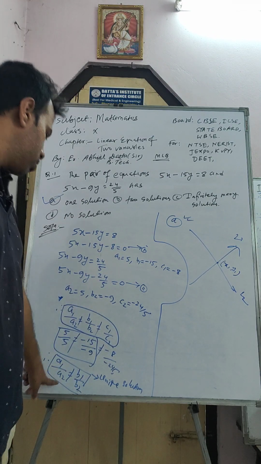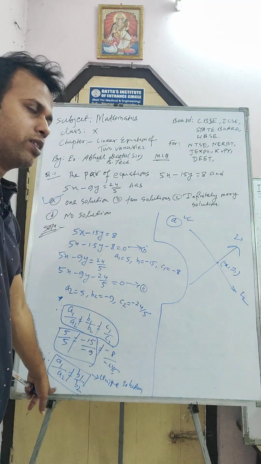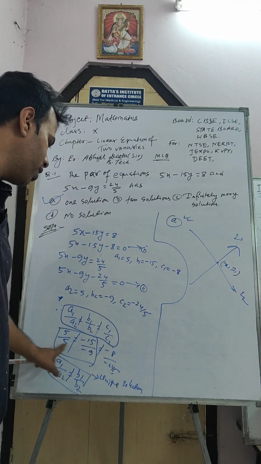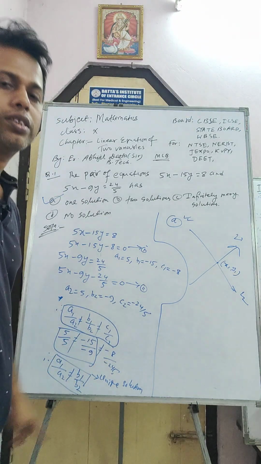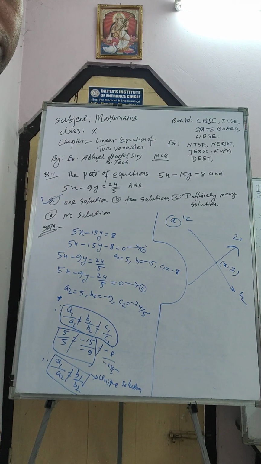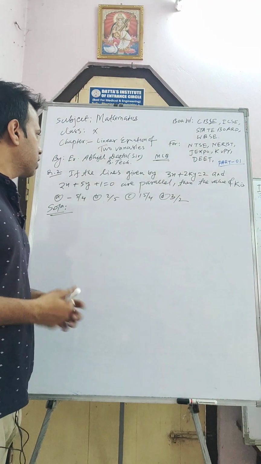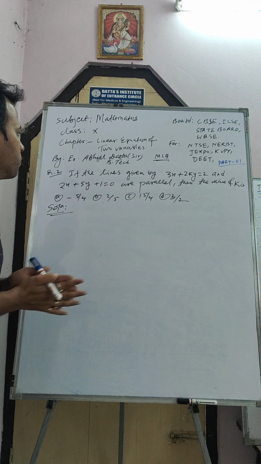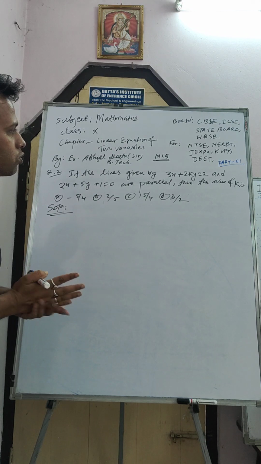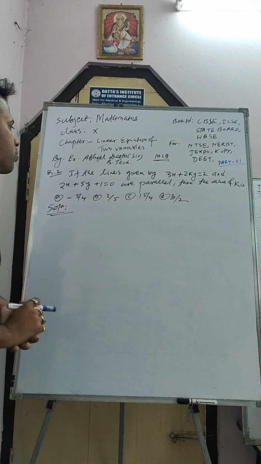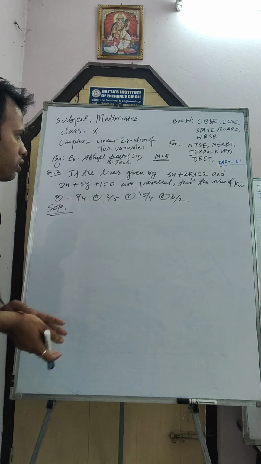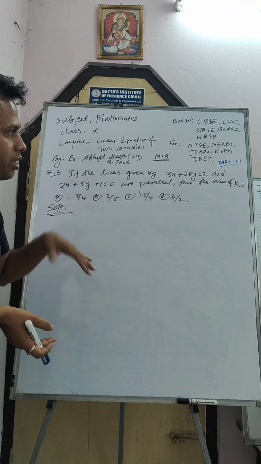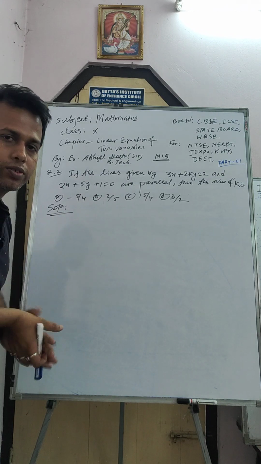So here, unique solution: a1 by a2 not equal to b1 by b2, 5 by 5 is 1, not equal to 15 by 9. Okay, that's why this is a unique solution. So our next question, question number 2, is from linear equations. If the lines given by 3x plus 2ky equal to 2 and 2x plus 5y plus 1 equal to 0 are parallel, then the value of k is what we have to find out.